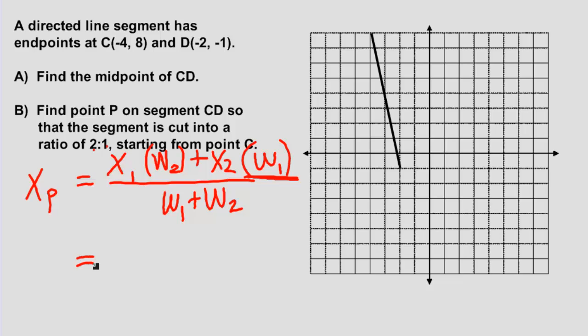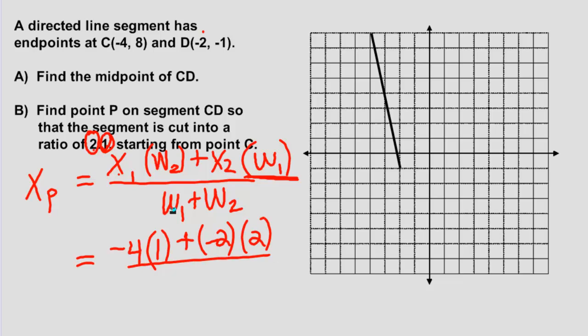When I go to plug in numbers here, x sub 1 is simply the first x value, negative 4. We're going to multiply that by the other x value's weight. The other x value has a weight of 1 in this ratio, so 1 goes in for w sub 2. X sub 2 is the second x value, which is negative 2. I'm going to multiply that by the weight of the first partition, which is 2. Divide all that by the sum of the weights, the total number of parts, which is 2 plus 1, which is 3.